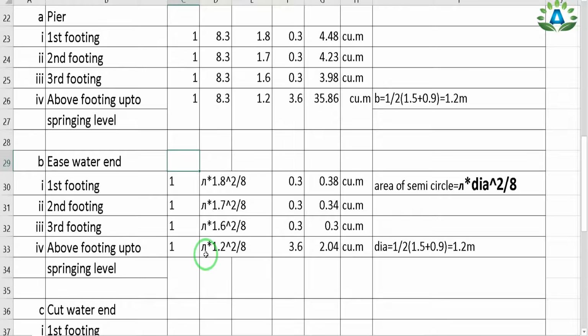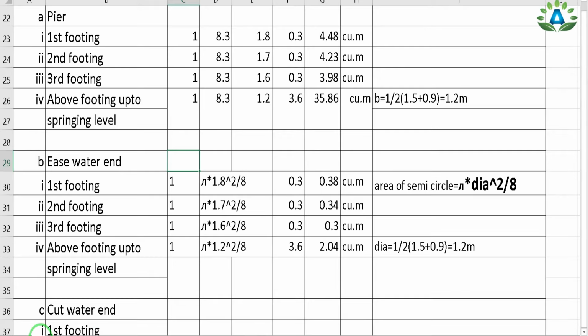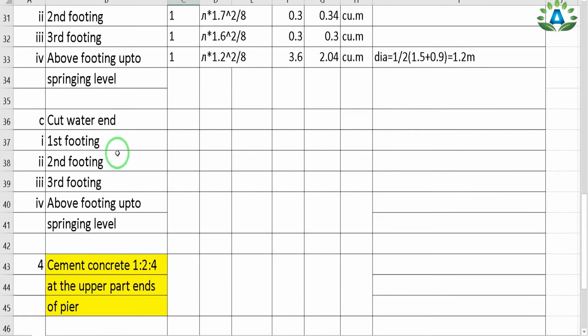So we can write pi into 1.2 square by 8, and we have to multiply by its height. We have the height of 360 centimeter, that is 3.6 meter. So we get 2.04 cubic meter. Now our next step is to calculate this cut water end portion.